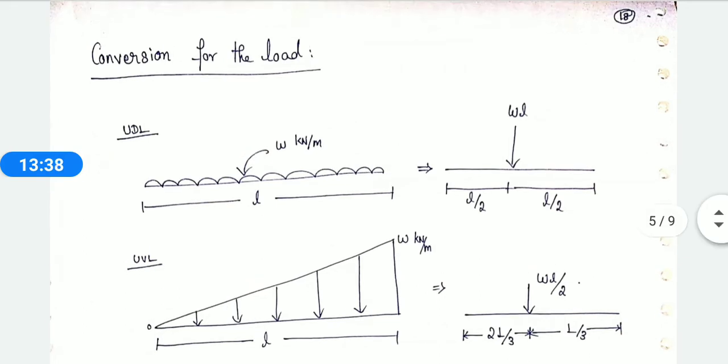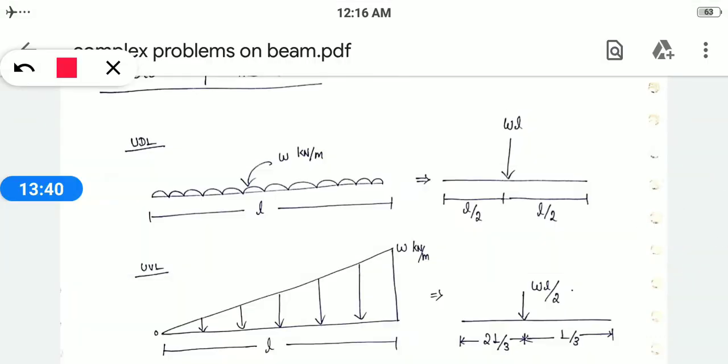We already know how to convert your UDL into a single force. When you convert the UDL, you have to do it like W into L acting at a distance of L by 2 on either side. Same when you are taking a varying load, you know how you will do it: WL divided by 2, and from the zero load end the distances will be 2L by 3 and L by 3. This is already a known thing.